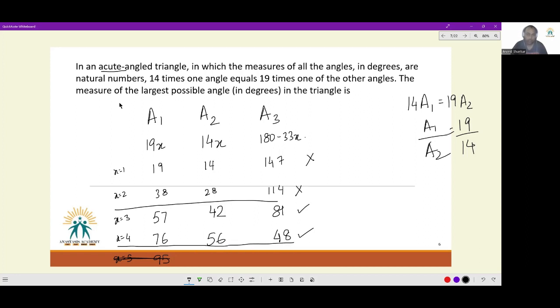Finally, the question is the measure of the largest possible angle in degrees of the triangles. In this case, I have 81. In this case, I have 76. Of course, 81 is larger than 76. So answer to the question will be 81.